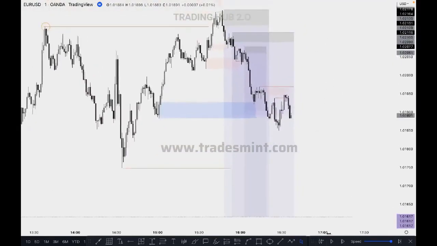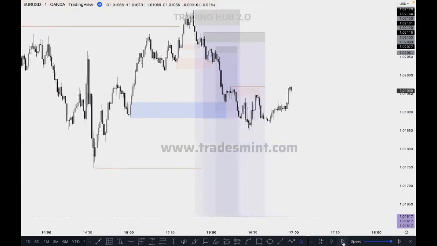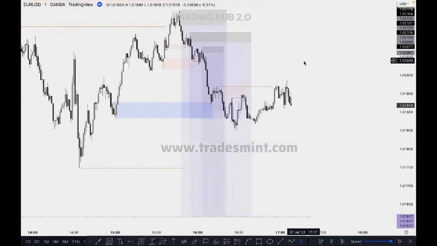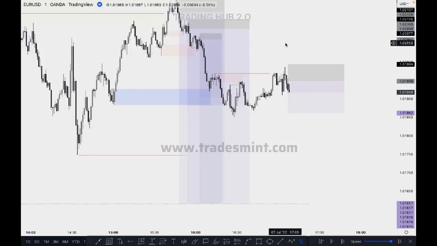Okay, let's see. As you can see here, market took out the previous high, which acts like a D2S, demand to supply flip, and then what happened? Market swept this high and closed below it. So what can we do here? We can sell now here and put the stop loss just above it.